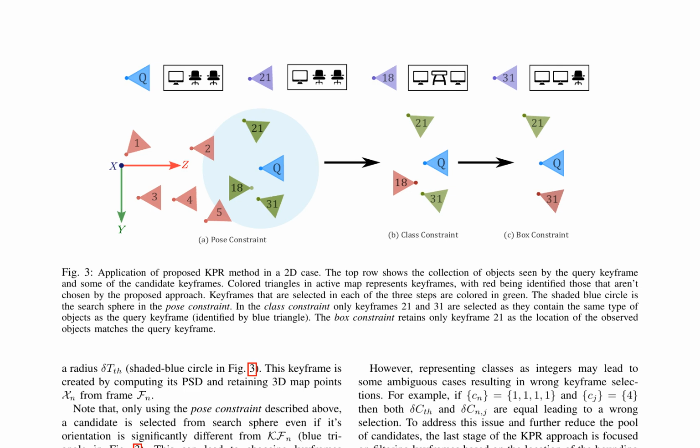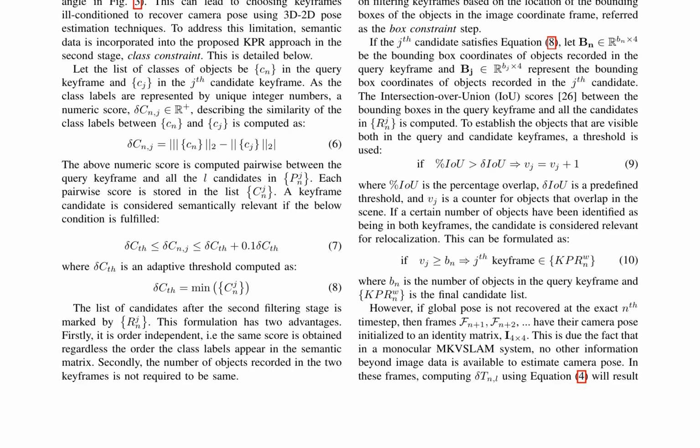The KPR method is coupled with an off-the-shelf 3D/2D pose estimation technique to create a novel relocalization pipeline. The paper also discusses the integration of the proposed KPR method for improving short-term relocalization within the ORBSLAM3 MKVSLAM framework. The contributions include the development of a new keyframe descriptor called the Pose Semantic Descriptor (PSD), and the formulation of a novel KPR algorithm called the Pose Class Box (PCB).